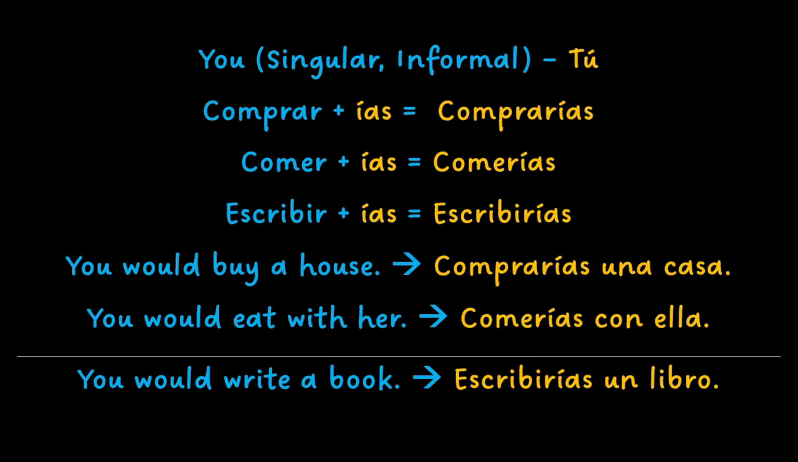You would buy a house is comprarías una casa. You would eat with her is comerías con ella. And you would write a book is escribirías un libro.